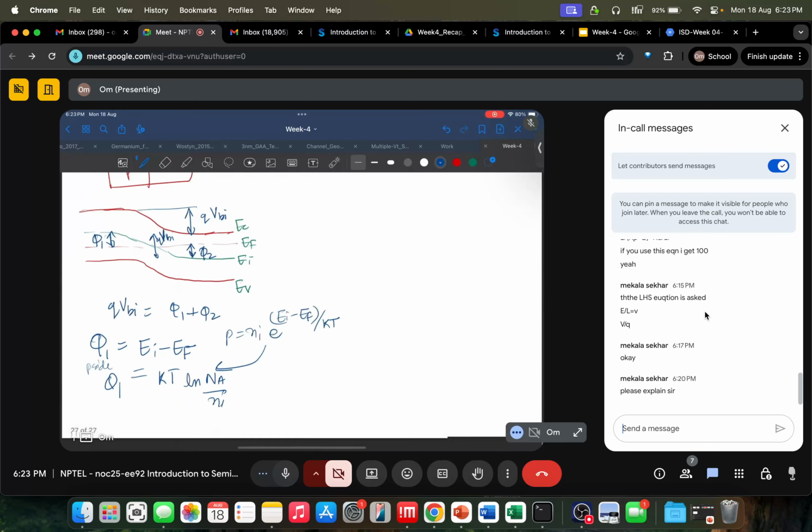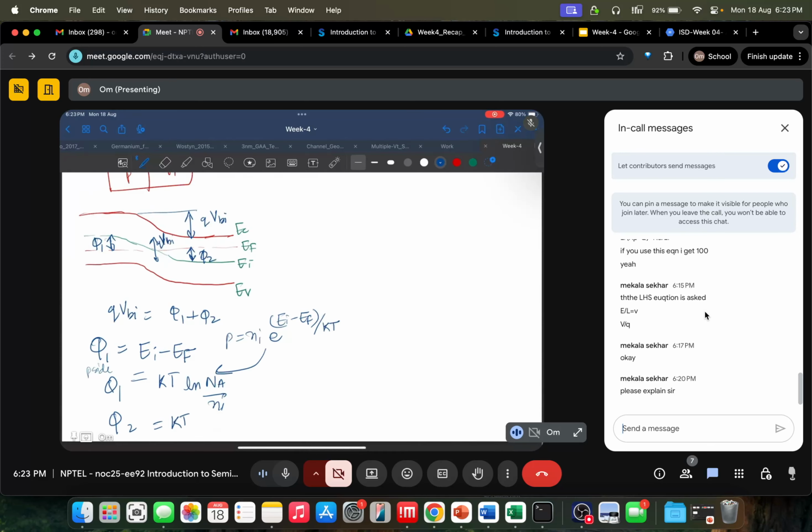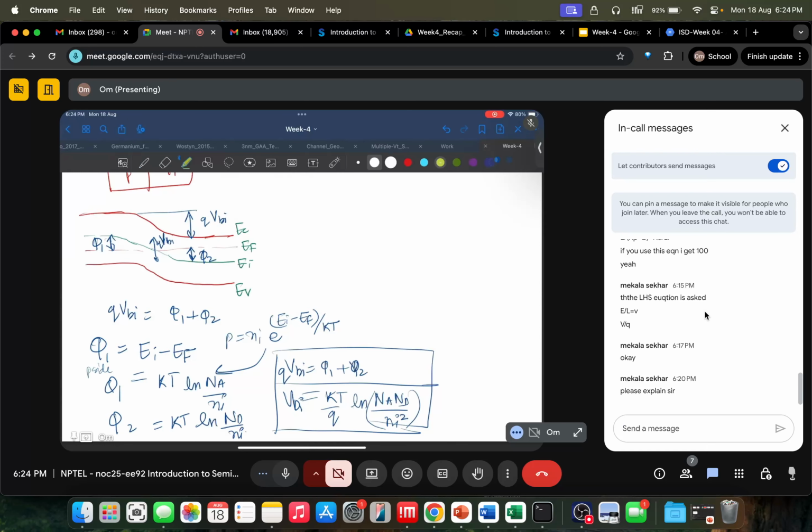Similarly, phi 2 will be kT by q ln Nd by ni. So VBI becomes phi 1 plus phi 2, which is kT by q ln Na Nd by ni square. This is how we get this formula, right, from the band diagram.